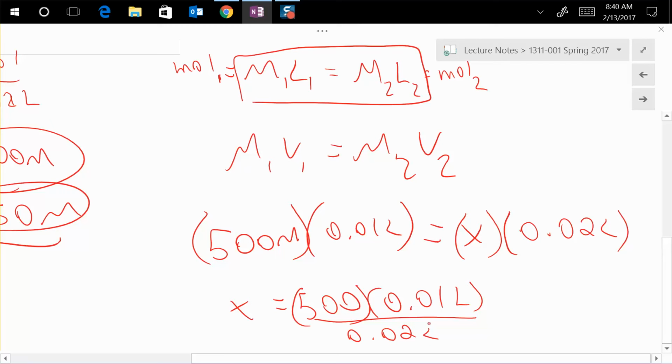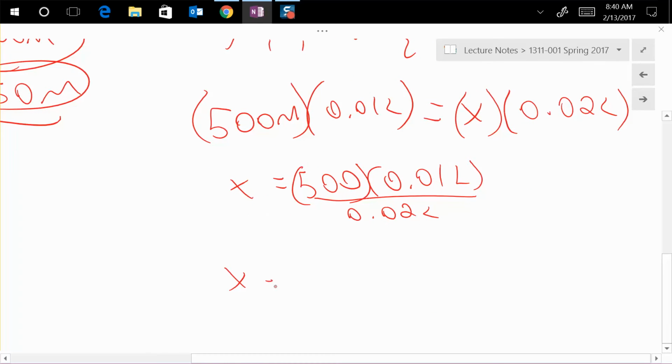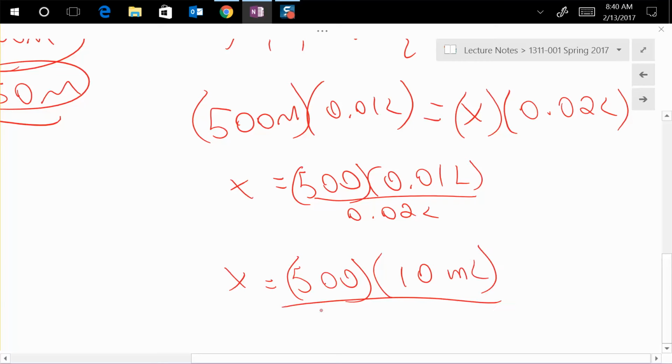Now, instead of putting it in liters, what if we had left it in milliliters? Then we would say X equals 500 times 10 milliliters divided by 20 milliliters. Did you get the same answer? Yes. Why? Because the ratio here is the same. It doesn't matter whether you put it in liters or milliliters. All that matters is that you have it in the same units, either liters or milliliters.